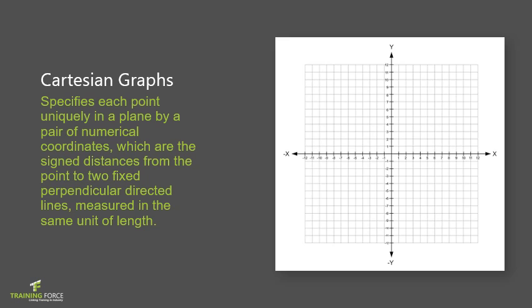So we use a Cartesian graph, and a Cartesian graph creates a scale. It specifies each point uniquely in a plane by a pair of numerical coordinates, which are the signed distances from the point to two fixed perpendicular directed lines, measured in the same unit of length.